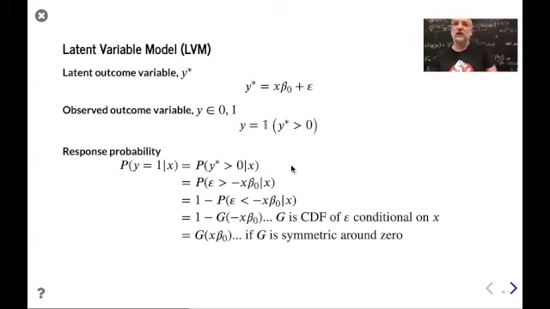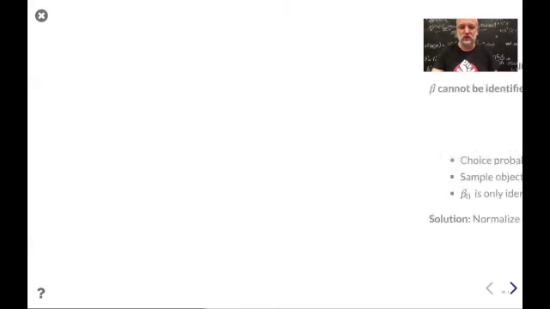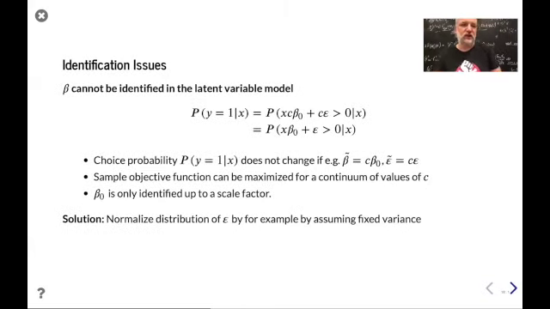It turns out that the variance in that epsilon is not really identified. I'm going to show you this in just a few equations here. So here's an example, me trying to show that in a simple way. Remember, we have the response probability from the latent variable model being the probability that y star is greater than 0. Okay.